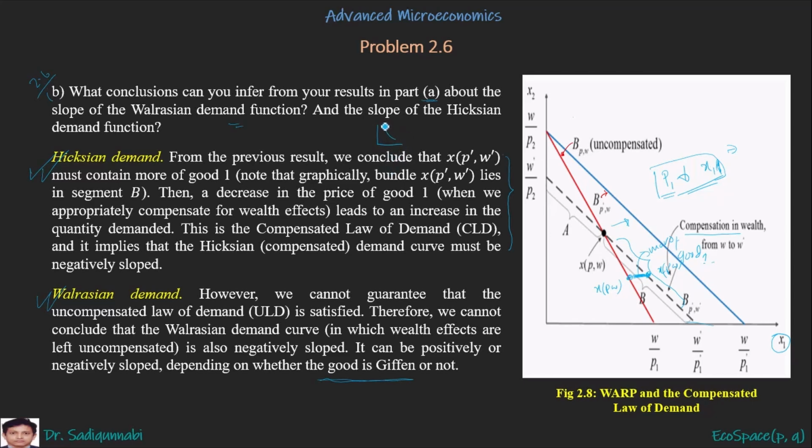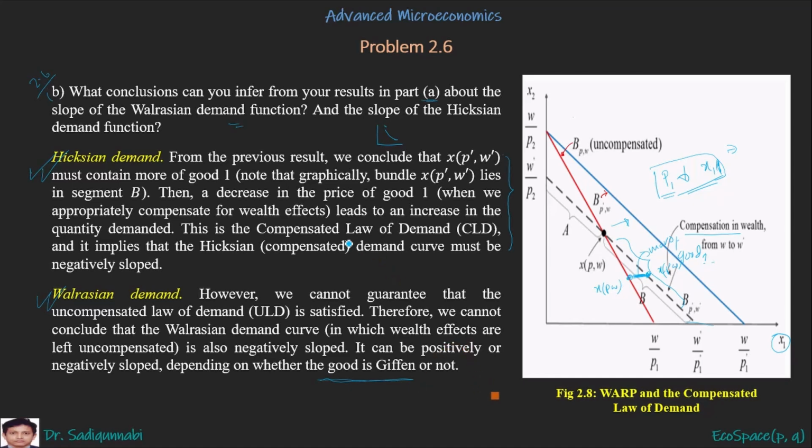And because the wealth is compensated in the Hicksian demand curve. But in Walrasian demand, wealth is not compensated. The demand curve could be positively sloped when the good is a Giffen good, or it could be negatively sloped when the good is a normal good. So this ends our problem number 2.6.